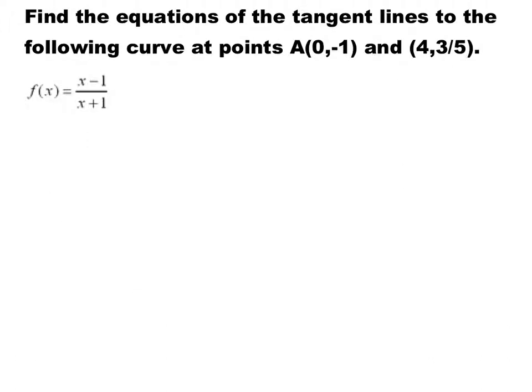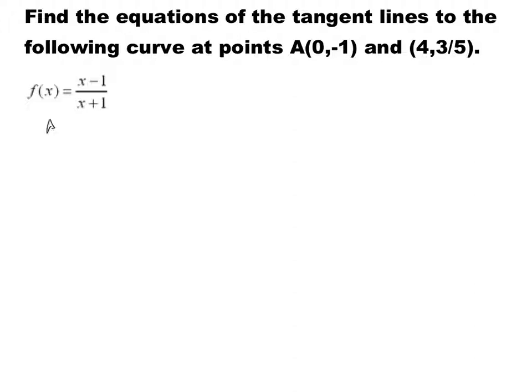The next question says, find the equations of the tangent lines to the following curve at points A, 0, -1, and 4, 3/5, if function f of x is x minus 1 over x plus 1. To find the tangent line, we need the slope. To find the slope, we need the rate of change. So we are going to use the difference quotient formula to find the rate of change of the function with respect to x.